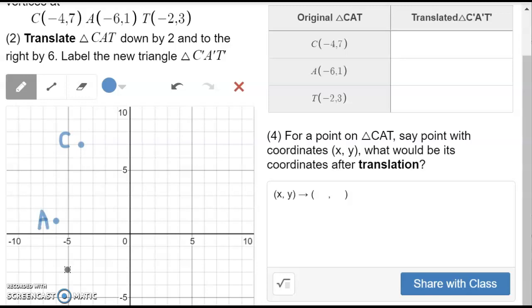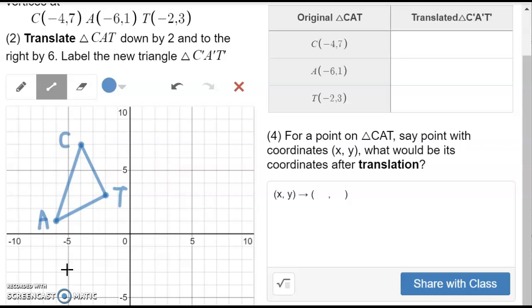And then T will be -2, 3. Okay, let me redo that. 3 is here, and that would be T. And now I can draw lines using these points, from here, like so, and from here, like so. Okay, so that's my CAT triangle.